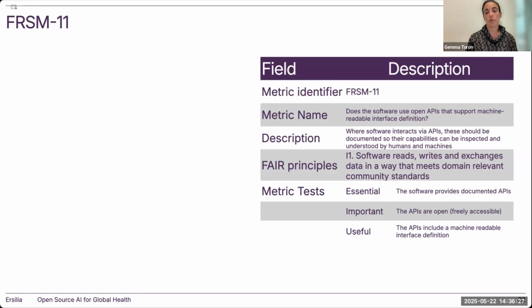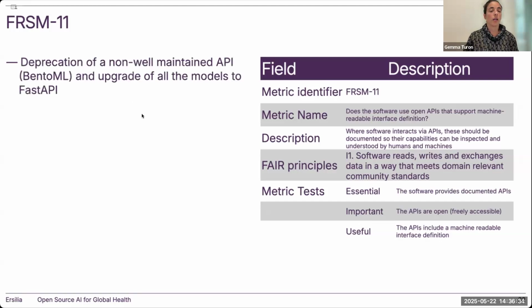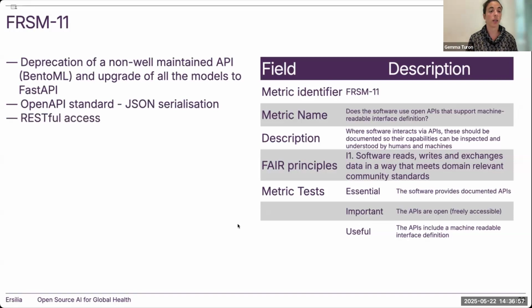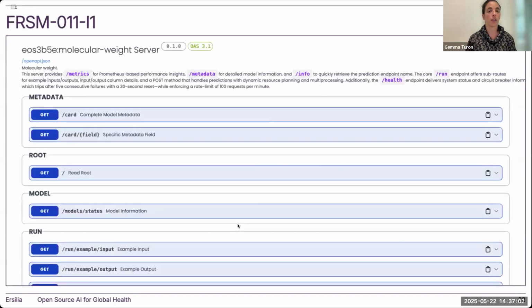So the tests are that there is documentation on these APIs, they are open, and they are machine readable. What we have been doing in the last year, a big amount of work, is to deprecate BentoML, which is what we were using before, and upgrade everything to something called FastAPI, which is an open source standard from OpenAPI. It serializes to JSON, so it is very easily read by a machine. It has access through a RESTful API, and this is basically how it looks now.